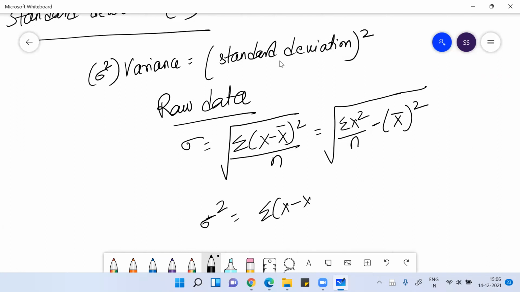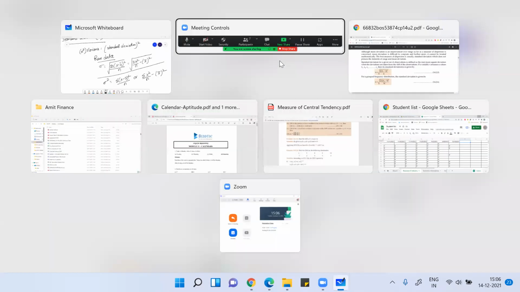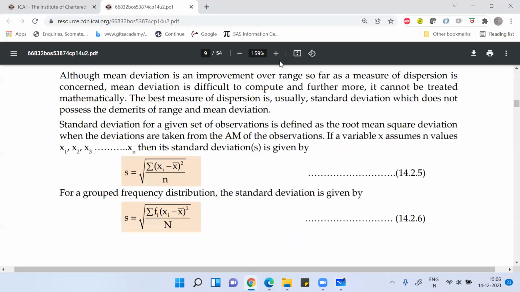Similarly, what is the formula of variance? That is summation of x minus x bar whole square by n, or you can use summation of x square by n minus x bar square, another formula of variance. Variance is the square of standard deviation. Any doubt, anyone? So depending upon the raw data you get, that is the way we need to do it. Variance is simply the square of standard deviation, and accordingly, if we get a question, we'll solve like this.